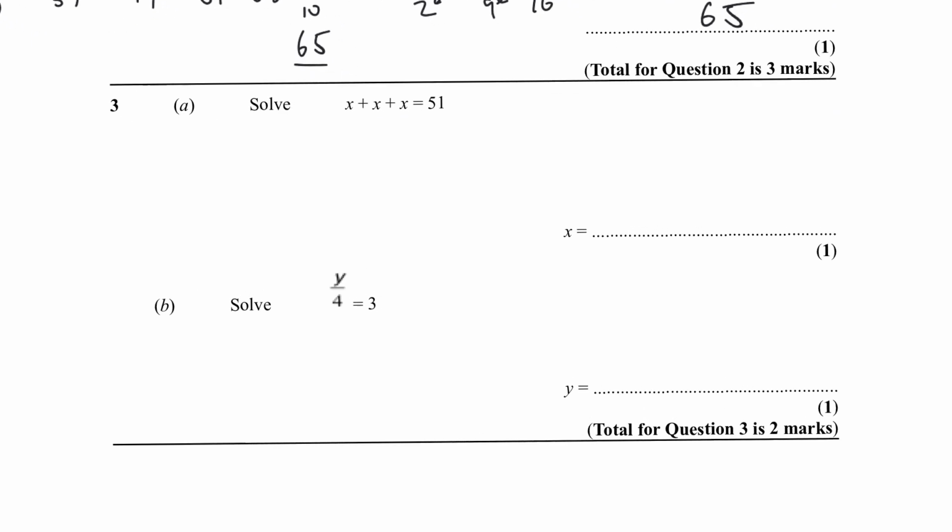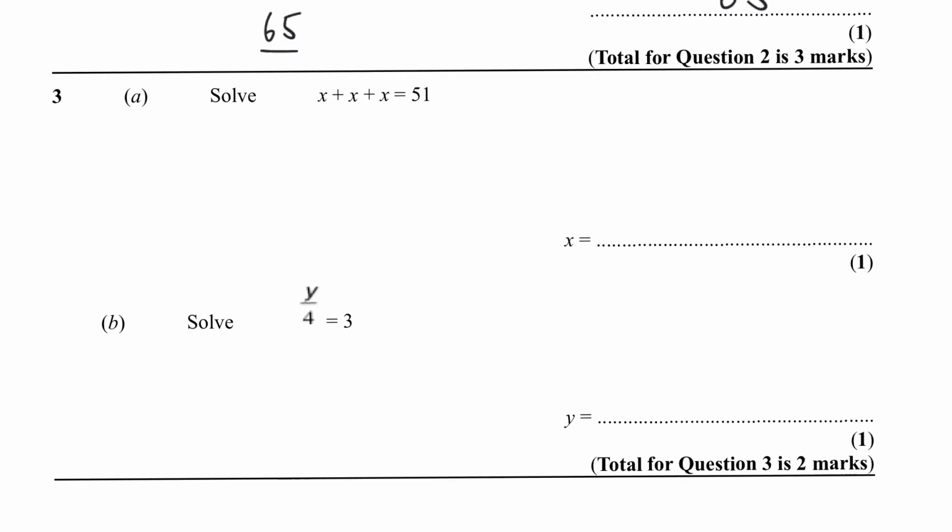So going on to question 3a, to solve this, because we've got x plus x plus x, you've got the same letters, so we can collect them together. If you have 3 lots of x's, we also write that as 3x, so 3x is equal to 51. And then to rearrange this to work out what x is, you would divide both sides by 3, and you could use your calculator, and that would give you an answer of 17.